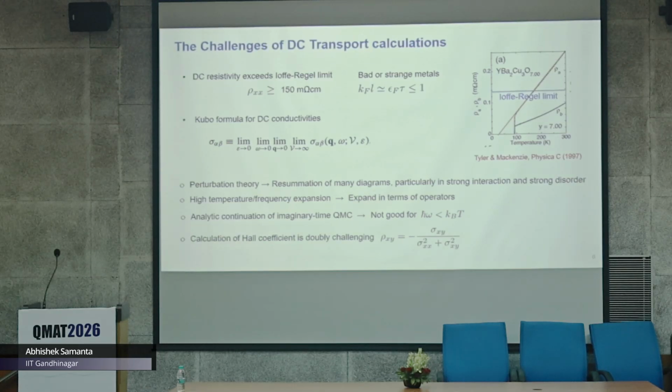And on top of that, the calculation of the Hall coefficient is doubly challenging, because we need to calculate both sigma xx and sigma xy. So the question is, is there a way to avoid all these challenges? And the answer is, fortunately, yes. There is a recently derived formula for the calculation of the Hall coefficient, which I will present in my next slide.